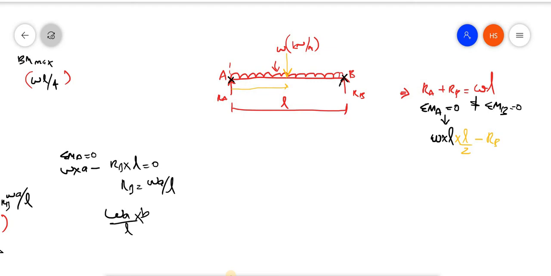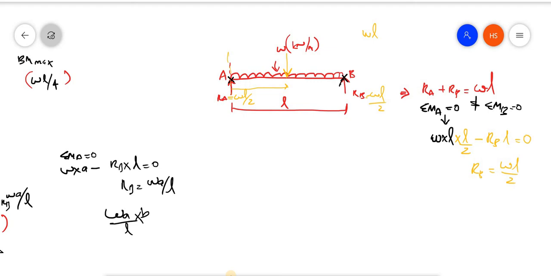Minus RB into the total distance, RB into L, is equal to 0. Therefore, RB is equal to WL by 2. RA is again equal to WL by 2. Again, you don't really have to write these. Just understand it's a symmetric loading, because the load is throughout the beam. The total load is W into L, therefore, since it's symmetric, it will be WL by 2 and WL by 2. I have done this just to understand it.